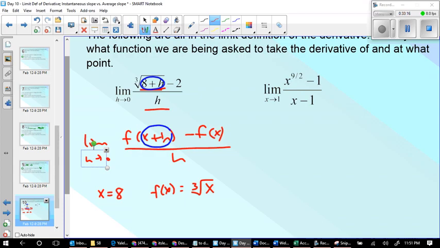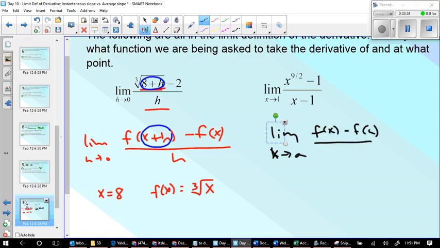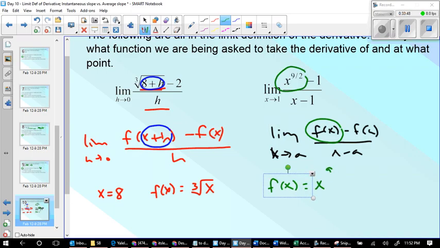Well, this next one doesn't have any h's, but it is still a limit definition. This is my other definition: the limit as x approaches a of f of x minus f of a, all over x minus a. This one should technically be easier, because f of x is right here. My function that we're trying to take a derivative of is x to the 9/2.